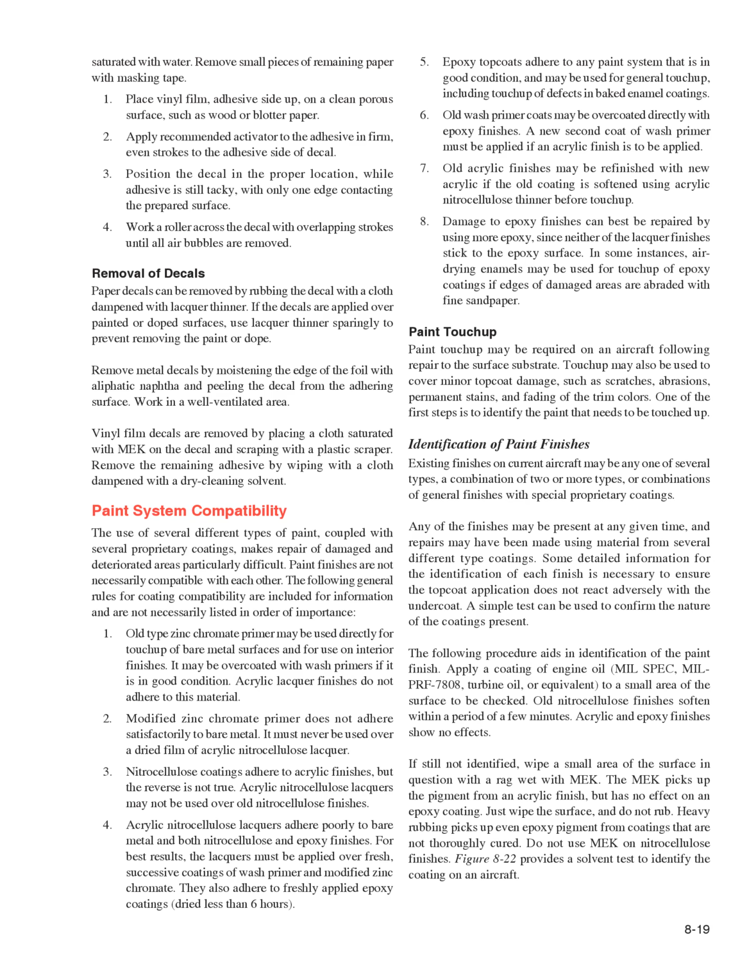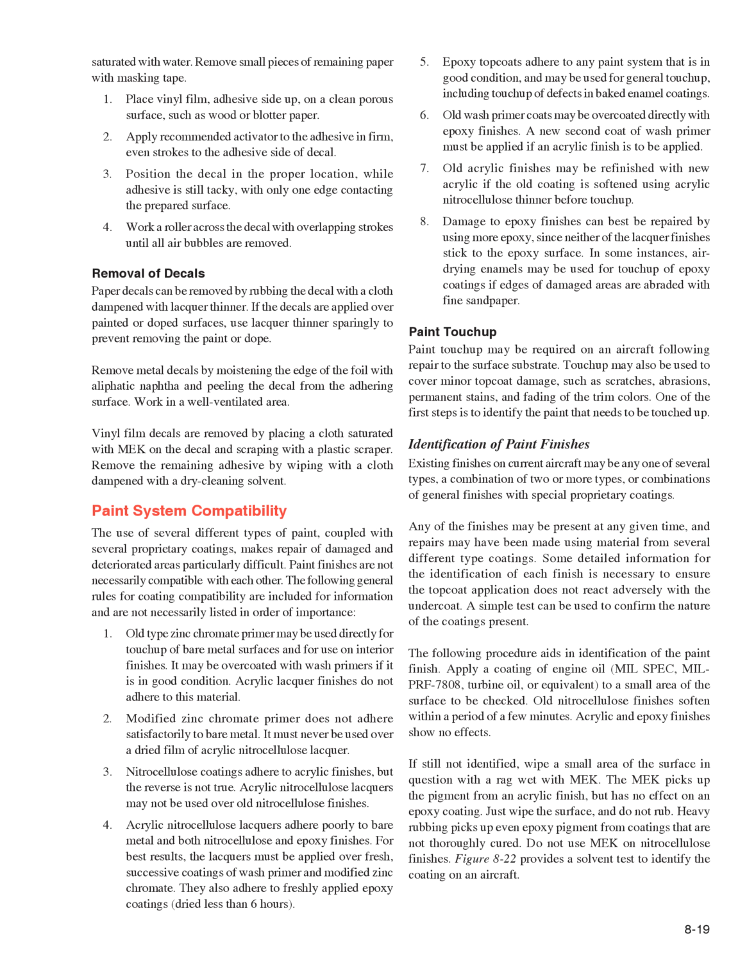1. Place vinyl film, adhesive side up, on a clean porous surface, such as wood or blotter paper. 2. Apply recommended activator to the adhesive in firm, even strokes to the adhesive side of decal. 3. Position the decal in the proper location, while adhesive is still tacky, with only one edge contacting the prepared surface. 4. Work a roller across the decal with overlapping strokes until all air bubbles are removed.